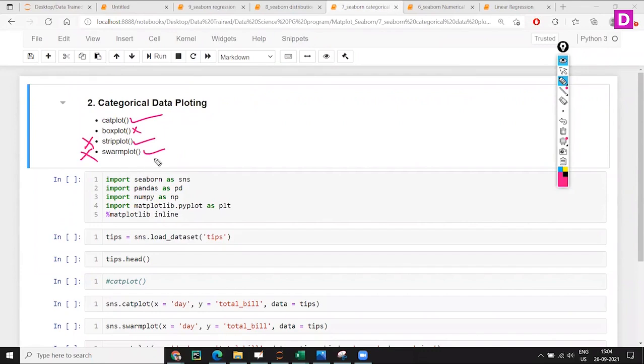So basically we don't use it. I just want to give some idea how they look like. Maybe you find it interesting, right? Otherwise, we don't use, especially swarm plot and all.